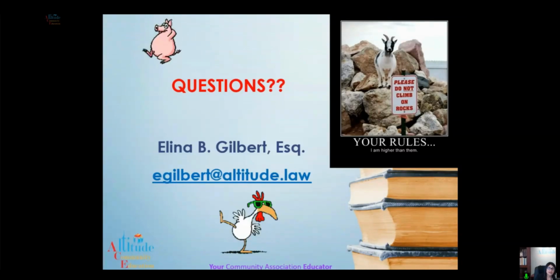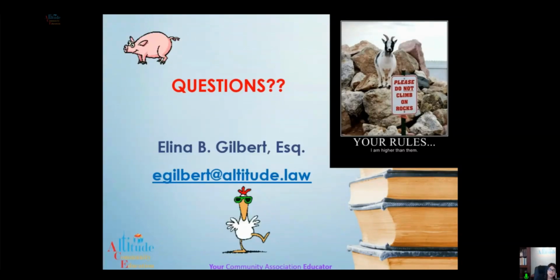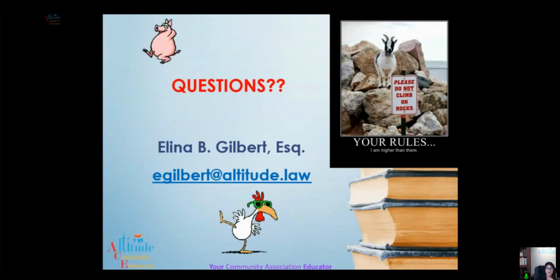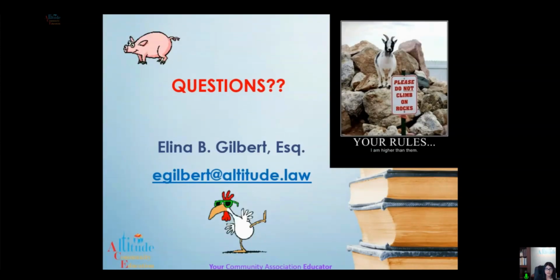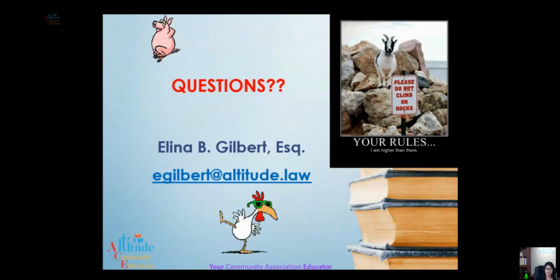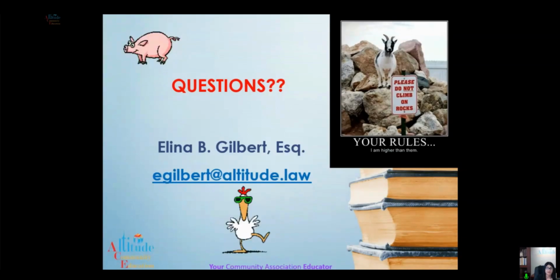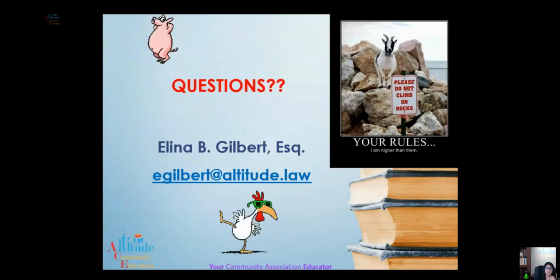So how can I get a copy of the map referenced in the declaration? Maps are recorded documents, so you can get them through a title company. You can ask your attorneys to pull them. You can go online to the clerk and recorder's office and pull them if you know how to look for that. So it's a public record. It's a real estate record, so you can get them fairly easily.